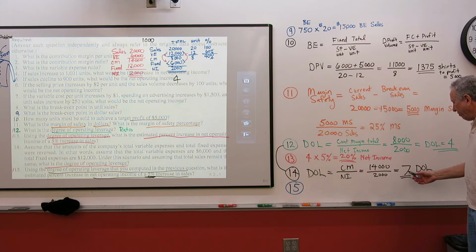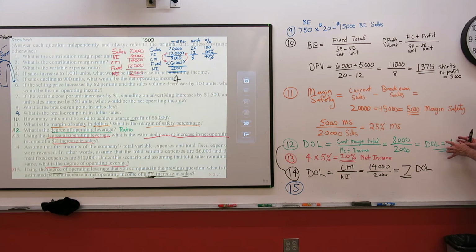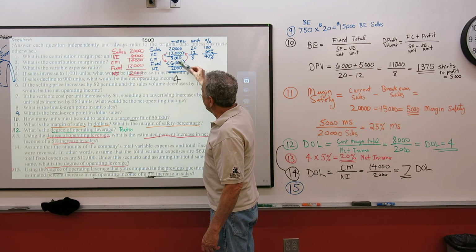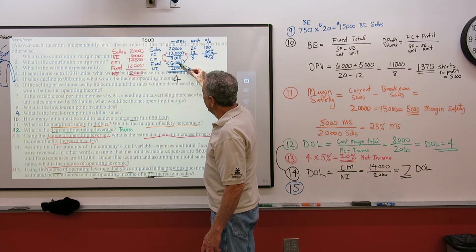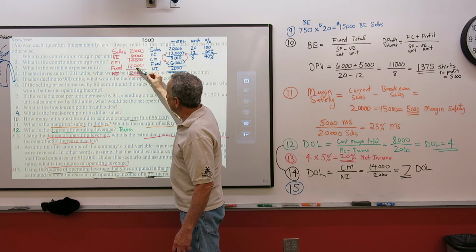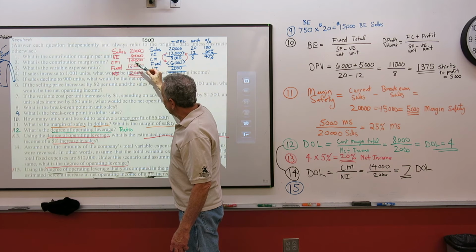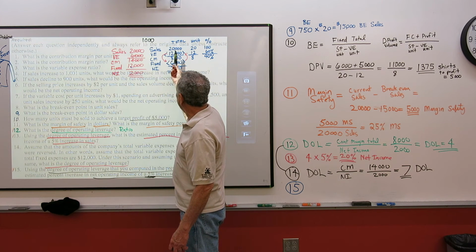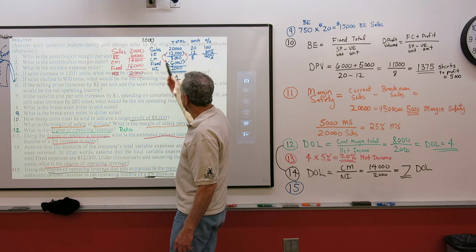Anyway, you got a degree of operating leverage of 7. That's better than 4. But remember, it's better than 4 because it's riskier than 4. 4, again, is more conservative. With the old method, you won't make as much money when you're at high volume. With this method, you'll make more money at high volume, but again, you'll lose more money at low volumes. This one's high risk, high return. This one's low risk, lower return.